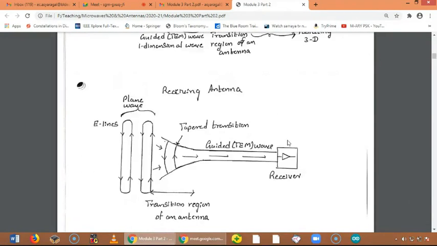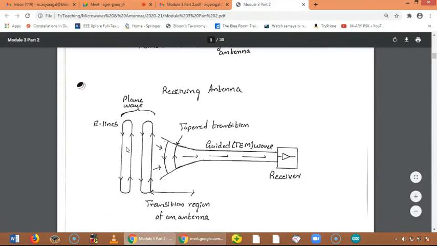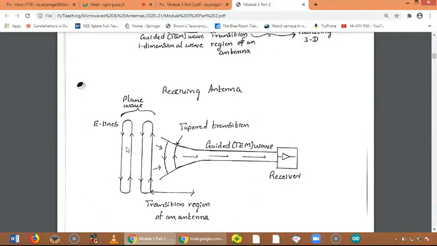The same applies to the receiving antenna. Your electric field lines, or a plane wave, will come from free space and be received at what you can also call the mouth of the antenna, where it will be received in the tapered section.